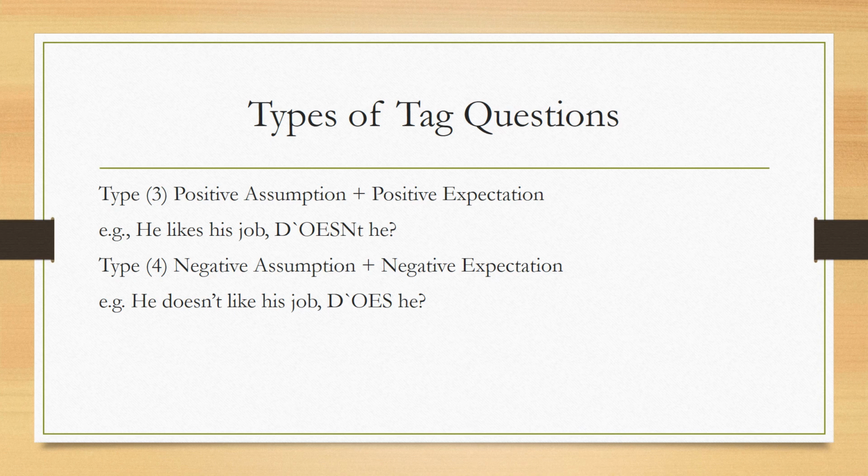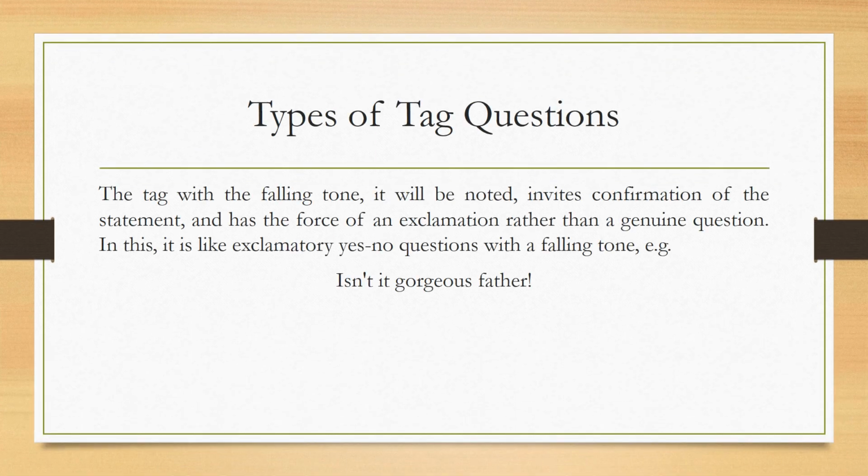He likes his job, doesn't he? You see? He likes his job, doesn't he? He doesn't like his job, does he? So this is what? A falling tone. So what do these two types number 3 and 4 mean? The tag with the falling tone, it will be noted, invites confirmation of a statement. Okay, and has the force of an exclamation rather than a genuine question.